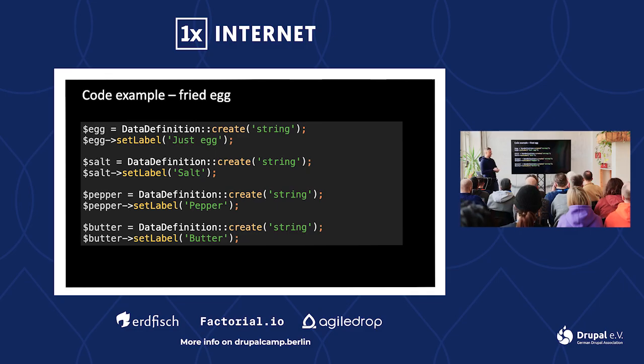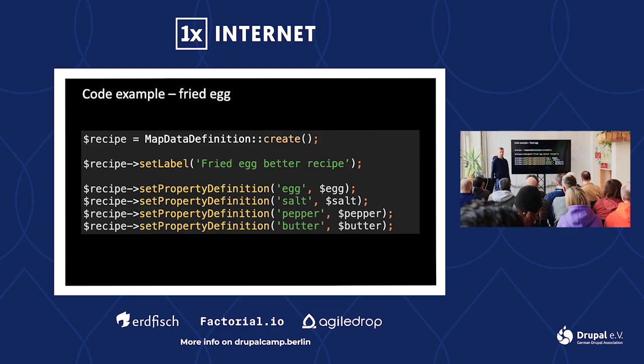So we'll need some ingredients, some plugins wrapped with definitions. This is the first level of complexity. We'll need just one egg, salt, pepper, and butter. These are our ingredients, just to be straightforward. Okay. Then we will need the recipe for it. So we have ingredients, now we need a recipe. We are using the map data definition. You may ask me, okay, man, but what is the map data definition?